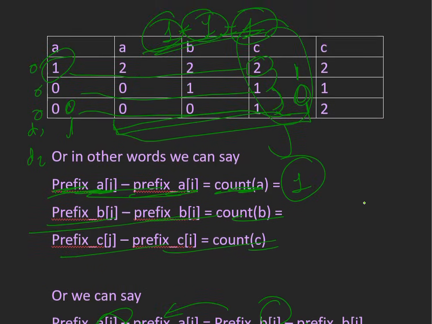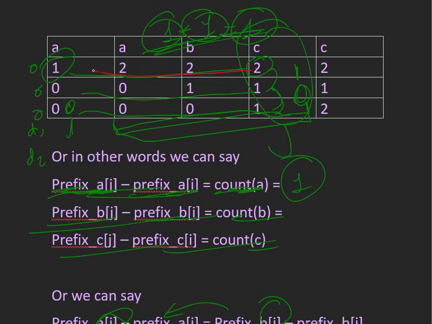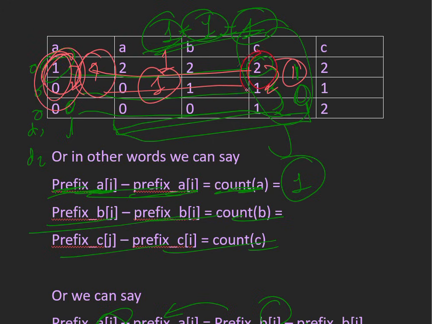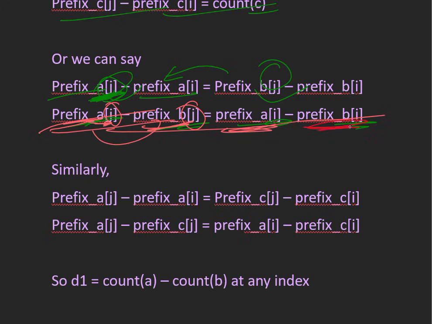If you notice, not only is 2 minus 1 is 1 and 1 minus 0 is 1, not only are these the same, but if we do 2 minus 1 is 1, then 1 minus 0 is also 1. So this difference of the element counts is also the same, and that is what I am trying to point out here. Prefix of A at index J minus prefix of B at index J is equal to prefix of A at index I minus prefix of B at index I.